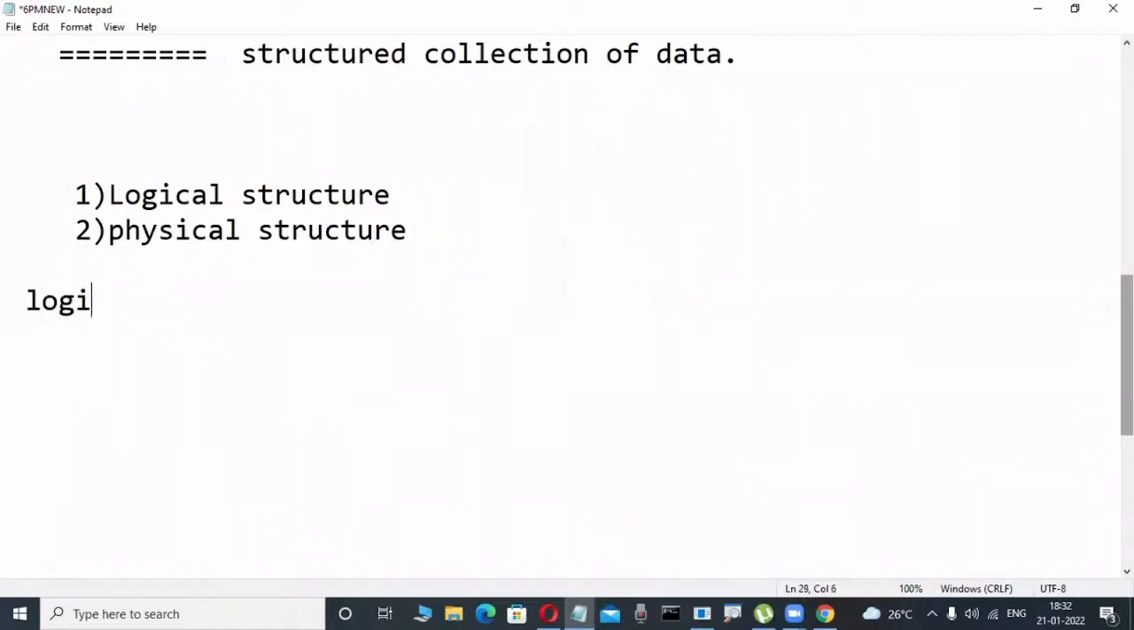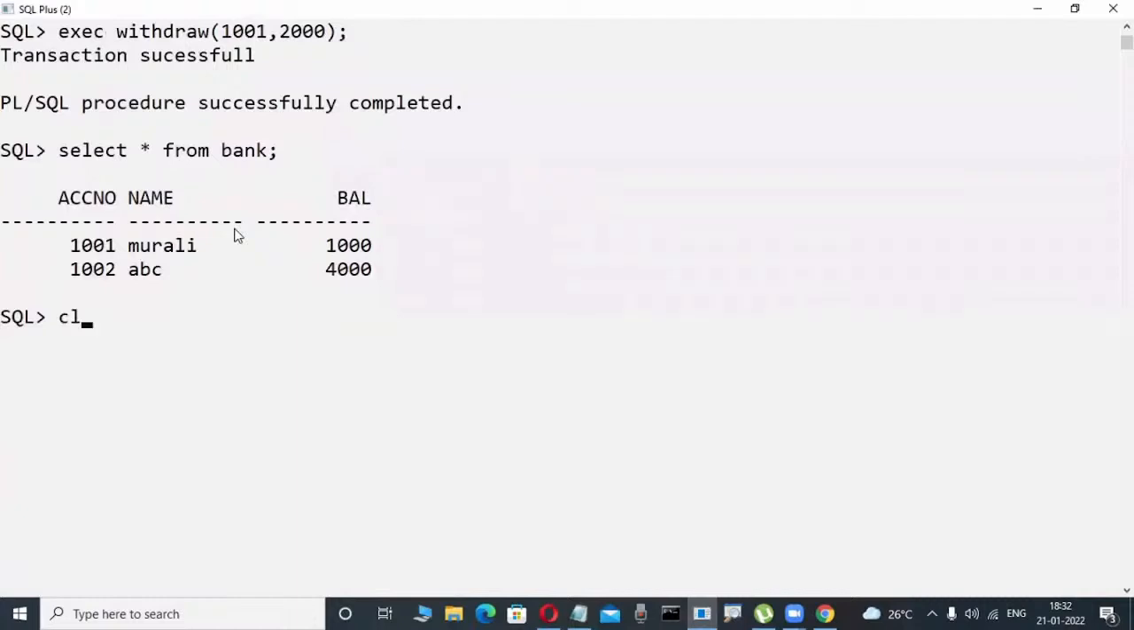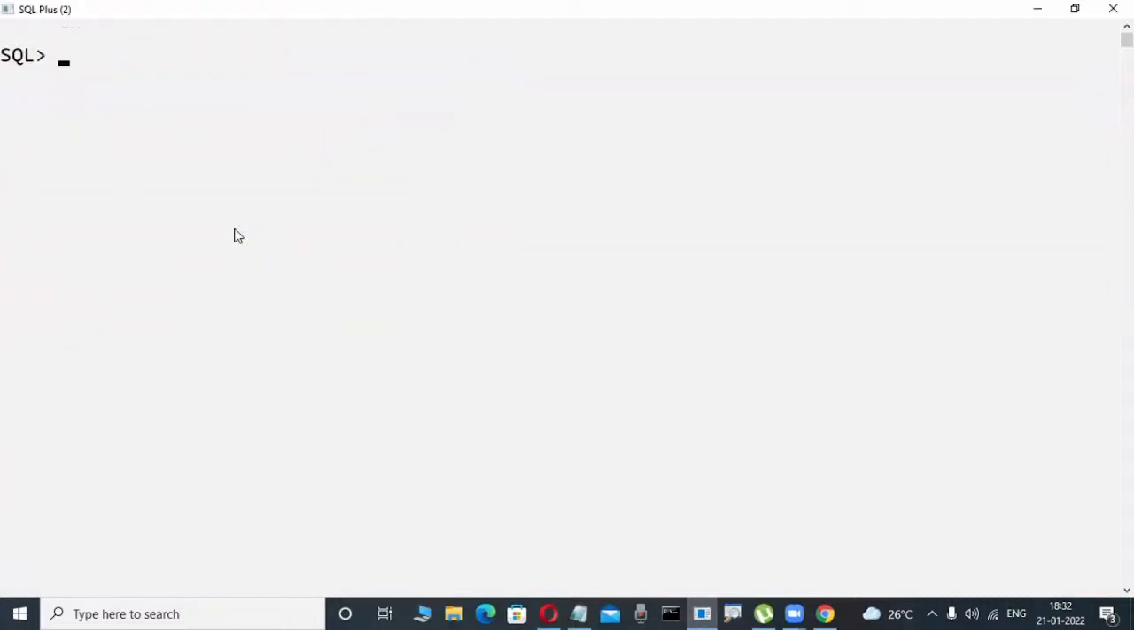Logical structure means nothing, very easy. Now check it out, slowly observe here. What a logical structure means is easily understandable. Suppose today this is Oracle, and I'm installing it. In this Oracle software, I try to create a table. Maybe bank is a table.